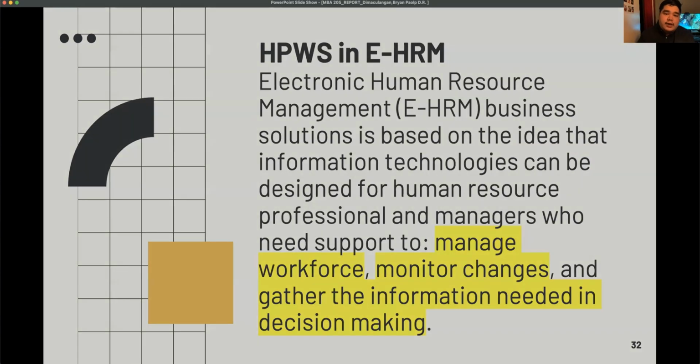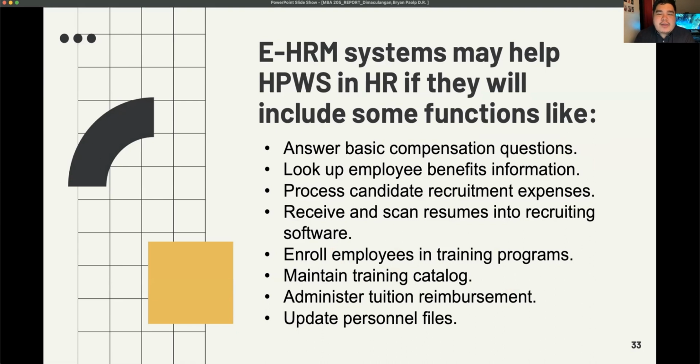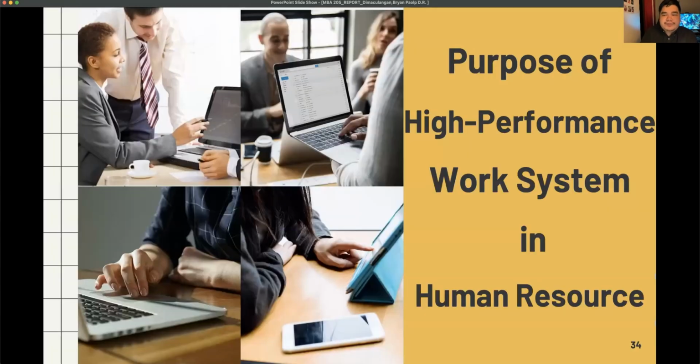needed in decision making. EHRM system may help high performance work system in HR if they will include some functions like answer basic compensation questions, look up employee benefit information, process candidate recruitment expenses, receive and scan resumes into recruiting software, enroll employees in training programs, maintain training catalog, administer tuition reimbursement, and update personal files.